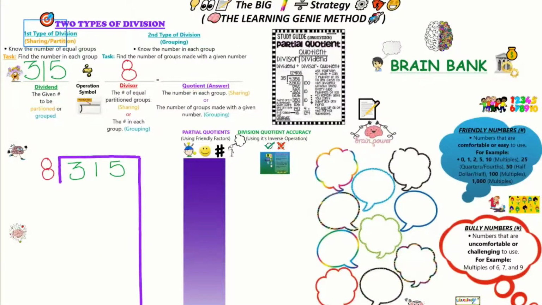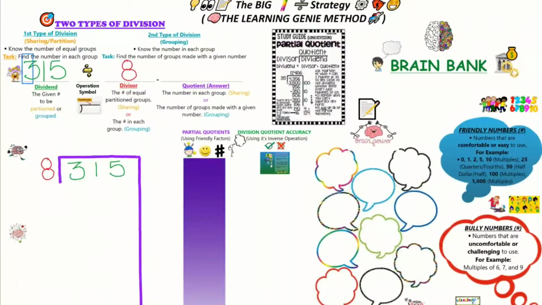The first type of division is sharing or partition division. It is when you know the number of equal groups, and your task is to find the number in each group. The second type of division is grouping. It's when you know the number in each group, and your task is to find the number of groups made with a given number.